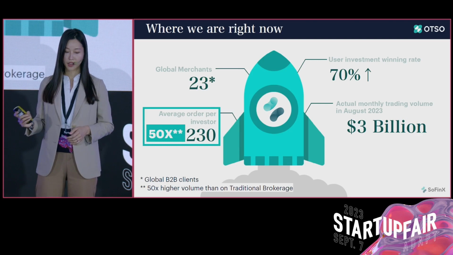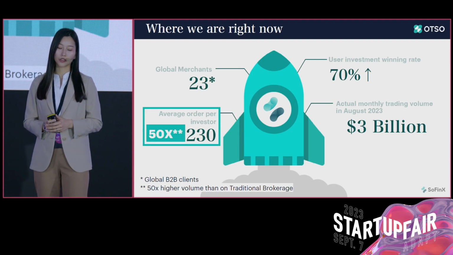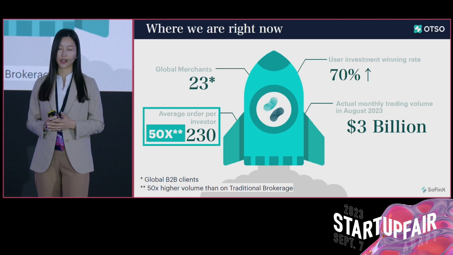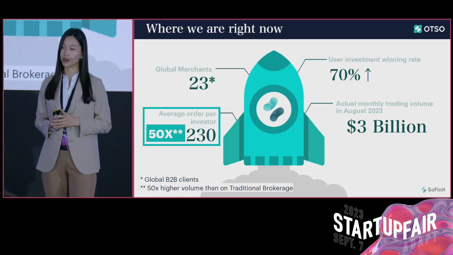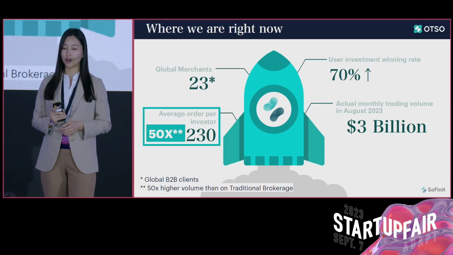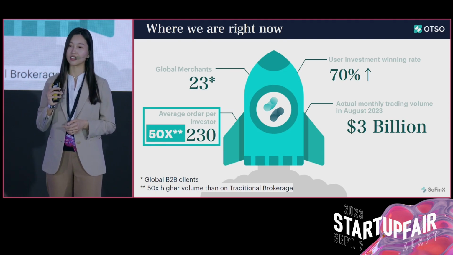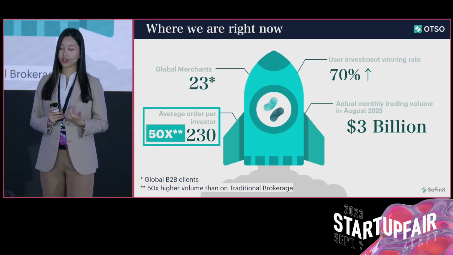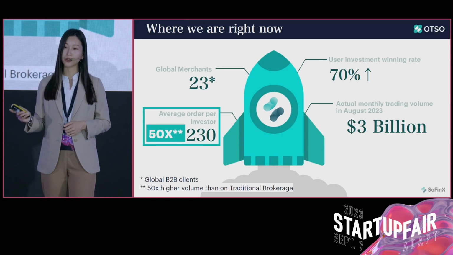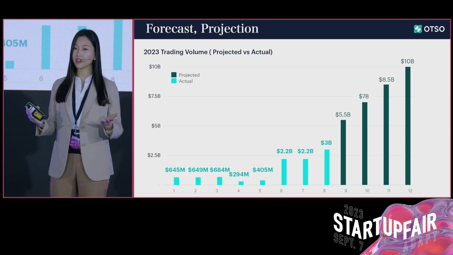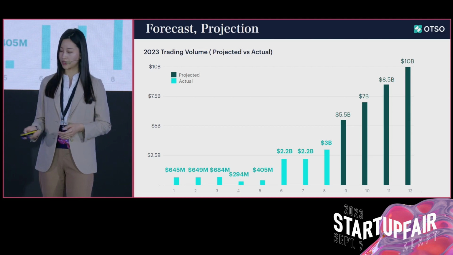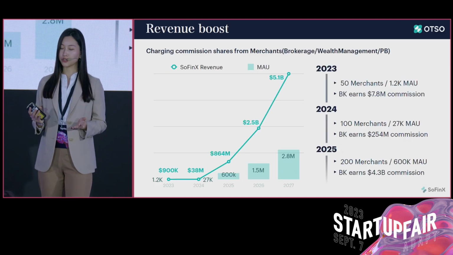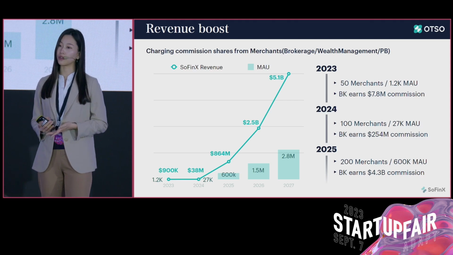With our capability, our merchants can enhance user engagement, trading volume, and revenue, and also lower marketing expense. As of today, we already have 23 global merchants adopted, and on our platform, our average order per investor is 50 times higher than at a traditional brokerage firm. We have already proven that our users' investment winning rate can exceed 70%. Our last month's trading volume already hit $3 billion US. If everything goes as planned, by the end of this year, our trading volume can hit $10 billion US. And hopefully, within a few years, we can hit unicorn level.